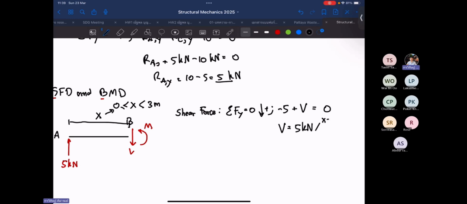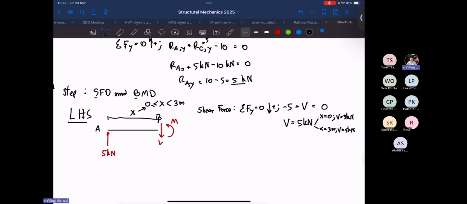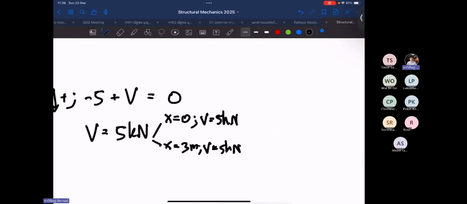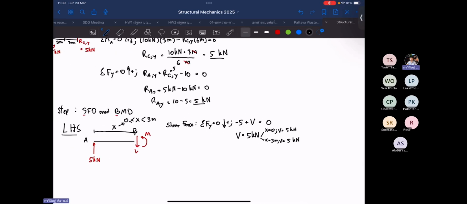If x equals 0, this V equals 5 kilonewton. If x equals 3 meter, this V also equals 5 kilonewton. That means the shear force is not related to the distance. Then we get this relation: 5 kilonewton, 5 kilonewton. So this one is positive.